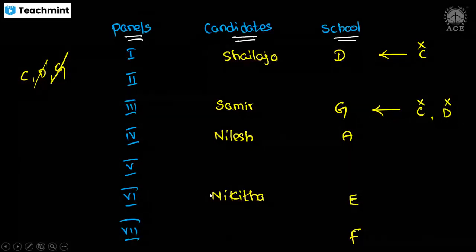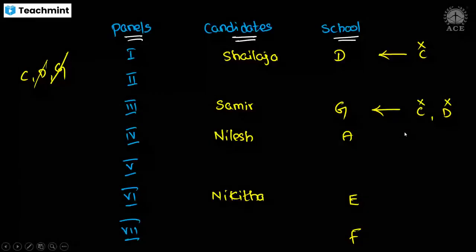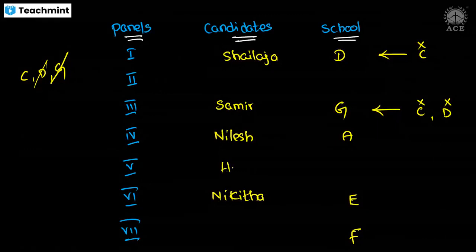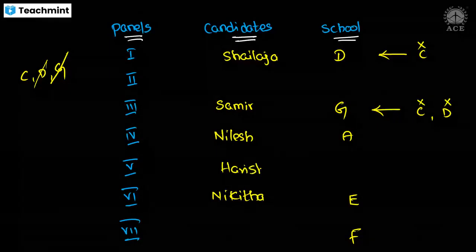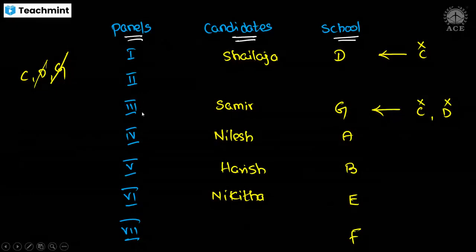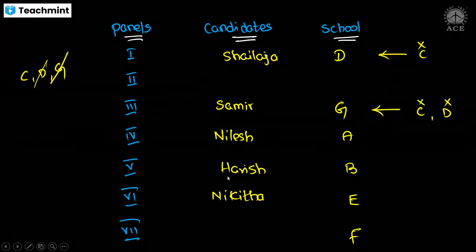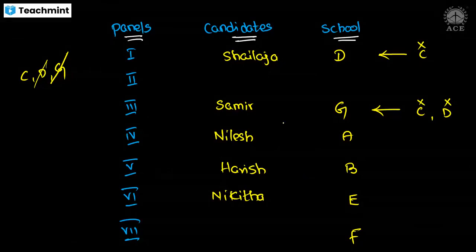And there is one more piece of information. Harish is not by panel 1 and 2. So Harish should come here, and school B. Harish is interviewed by panel 5 and for school B. Yes, sir, how do you map this? Harish is not interviewed by 1 and 2.